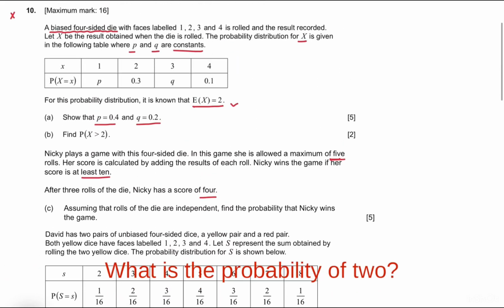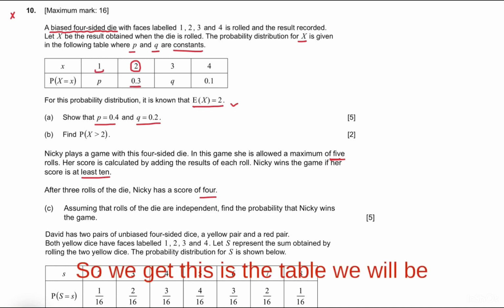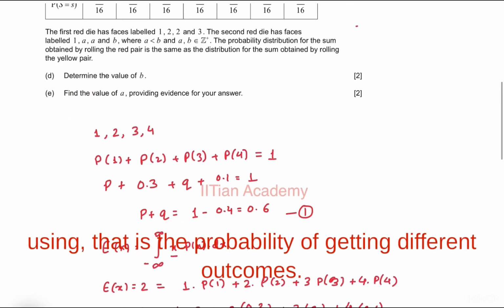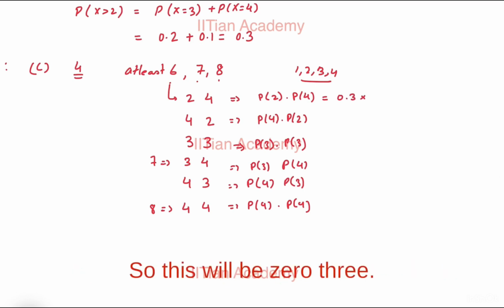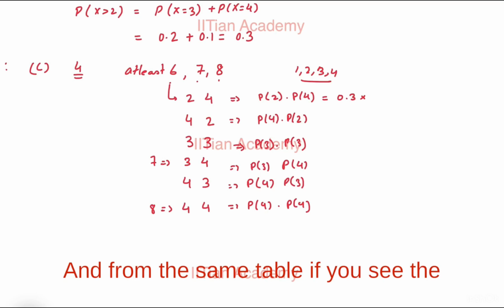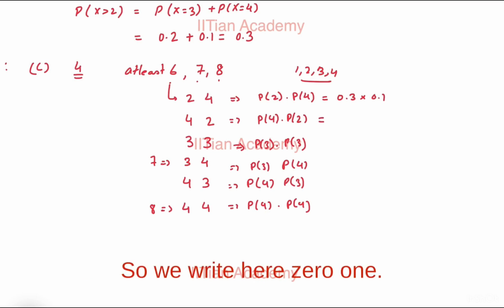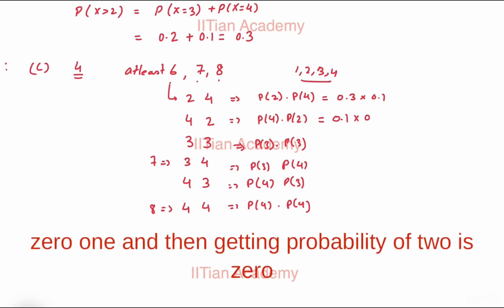What is the probability of 2? It is given in the question. Let us see. The probability of getting 2 is 0.3. This is the table we will be using, the probability of getting different outcomes. So the probability of getting 2 is 0.3, so this will be 0.3. And from the same table, the probability of getting a 4 is 0.1. So we write here 0.1. Similarly, the probability of getting 4 is 0.1, and the probability of getting 2 is 0.3.